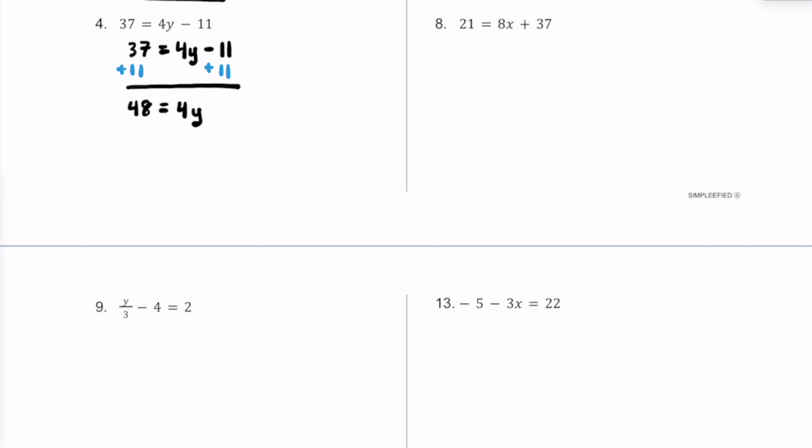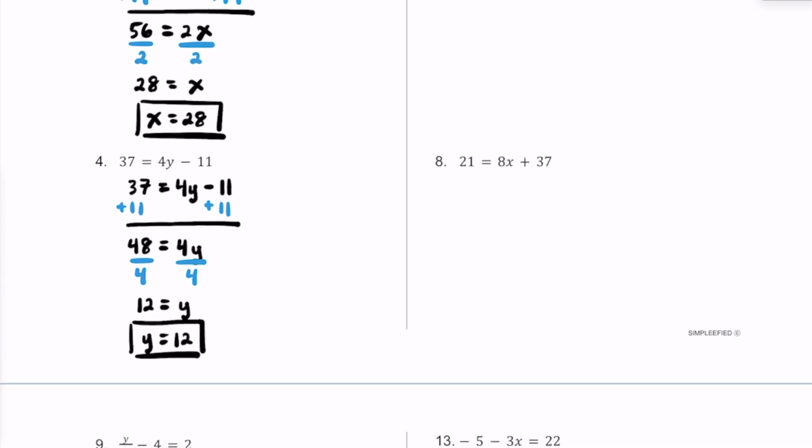Next, we want the coefficient for y to be 1, so let's go ahead and divide this right side by 4. Then let's go ahead and divide the left side by 4 as well. So 48 divided by 4 is going to be 12. And on the right side, 4y divided by 4 is going to be 1y, or just y. Again, I'm going to turn this around just because I like my variable on the left side. So we know in this case, y would be equal to 12. Here's number 5.